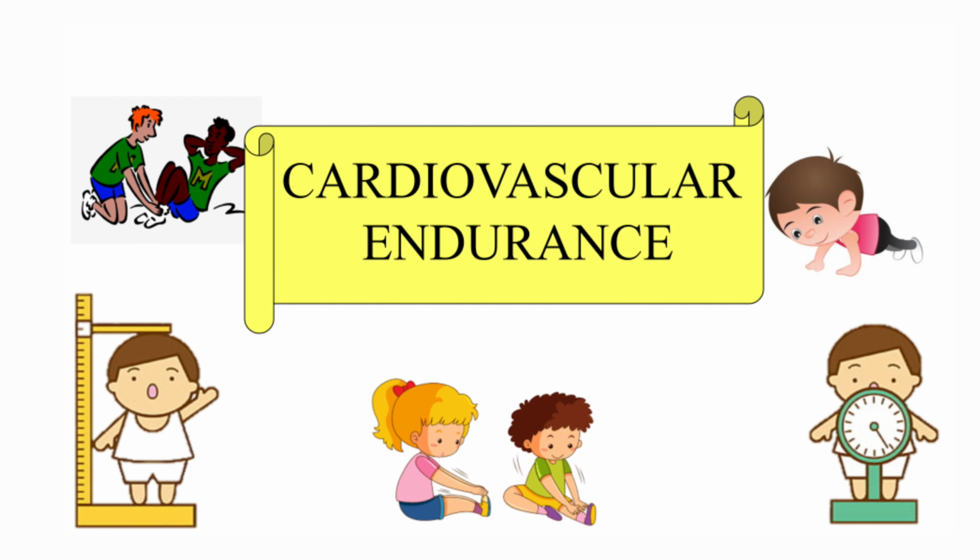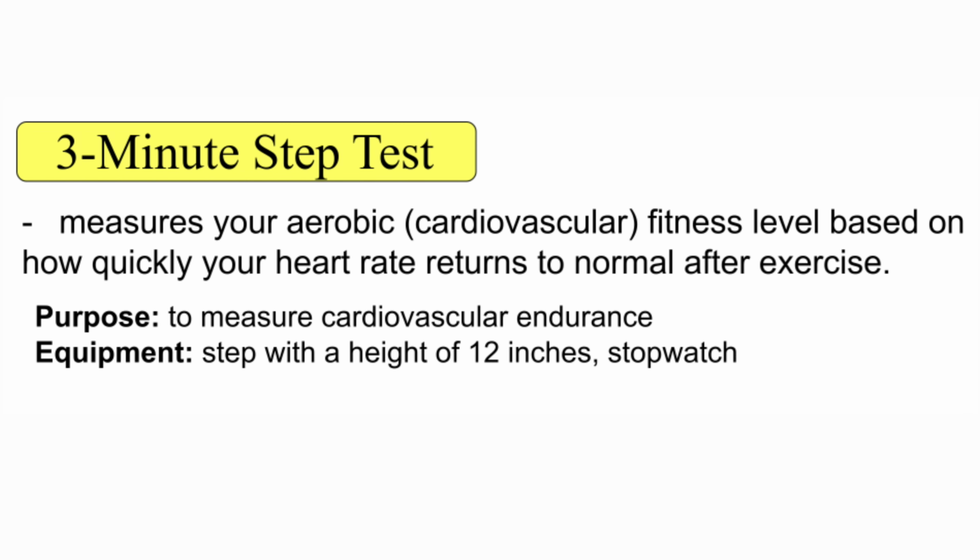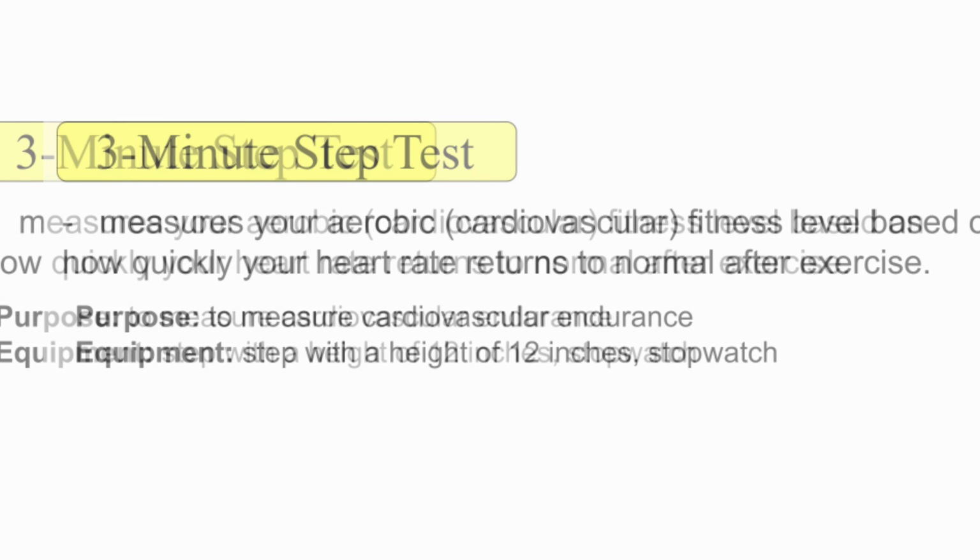The last one is the cardiovascular endurance. The first test under the cardiovascular endurance is the 3-minute step test. It measures your aerobic cardiovascular fitness level based on how quickly your heart rate returns to normal after exercise. The purpose? To measure cardiovascular endurance. The equipment? A step with a height of 12 inches and a stopwatch.